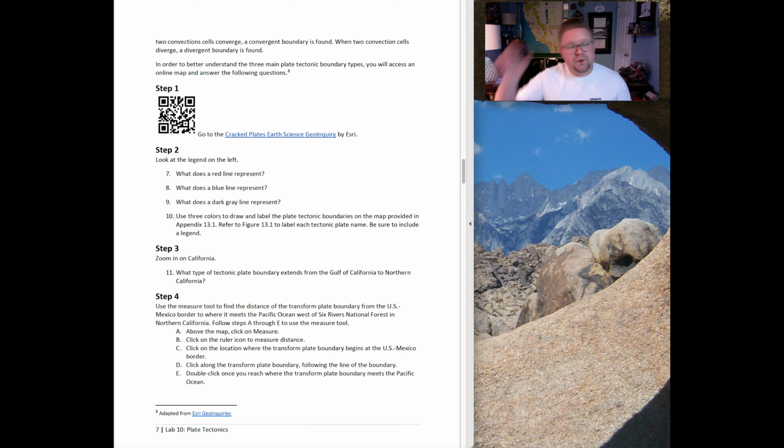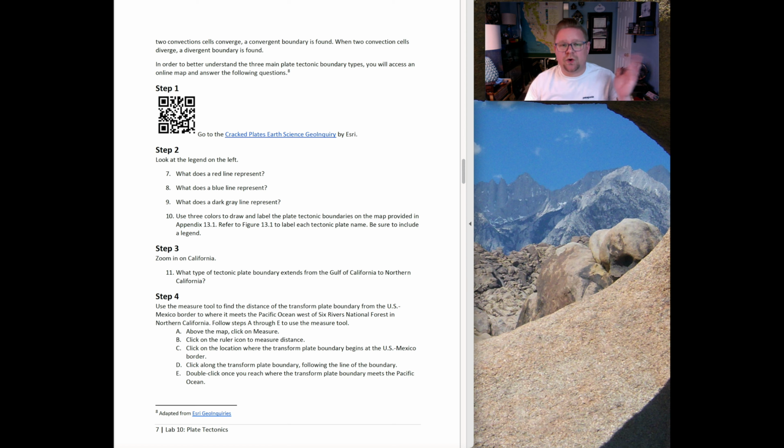And then what we're going to do is use an application to look at the cracked plates, Earth science inquiry, essentially. So what you're going to do is either take a picture of the QR code or click the URL, and it's going to take you to an interactive map in which you're going to be able to work through, in specific, California, to look at what boundaries we're dealing with, what type of drawings are being presented. As an example, they present in the legend different colors to represent different types of boundaries, and when you zoom into California, it's going to have you look at the big fault that we have here in California.